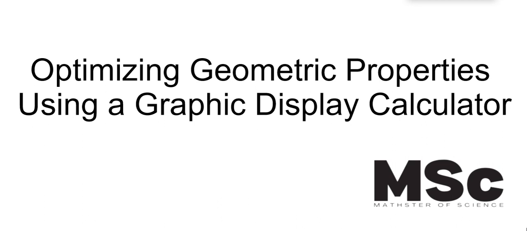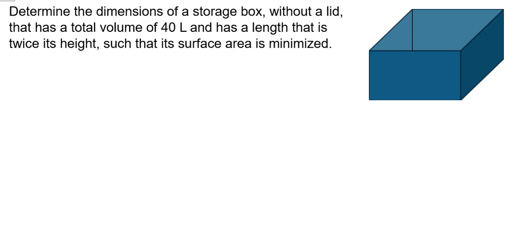In this video, we're going to be looking at optimizing geometric properties using a graphic display calculator. So here is a sample problem, and we're going to try to determine the dimensions of this storage box. It has no lid, and it has a total volume of 40 liters. Also, it has another constraint that the length is going to be equal to twice its height, and we're trying to minimize the surface area.